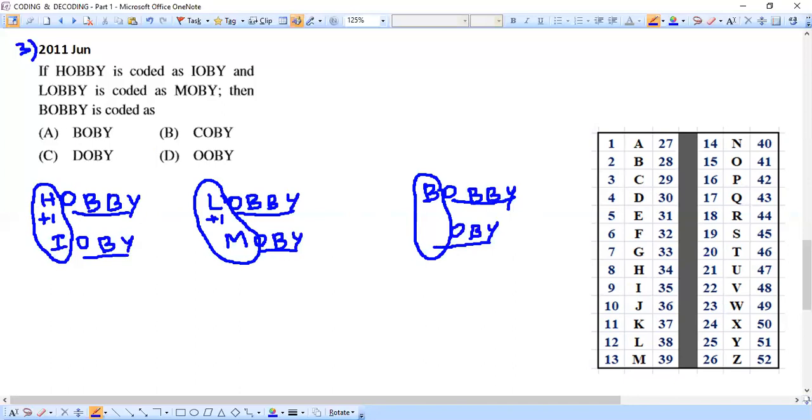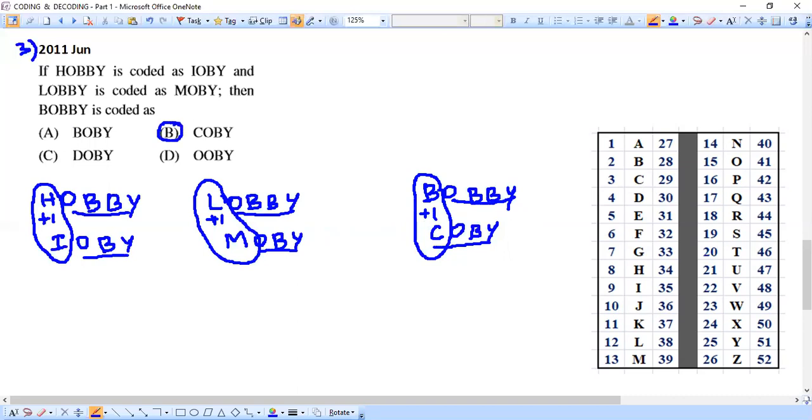So very simple. What they are doing for the first letters is just +1, one position forward. So that means here again, the same operation we need to do. We have B, we need to do +1 from B. That is, B is the second letter, +1. We'll get the next letter, which would be C. And so our answer would be COBY, which is matching with option B. So option B, COBI is the answer.